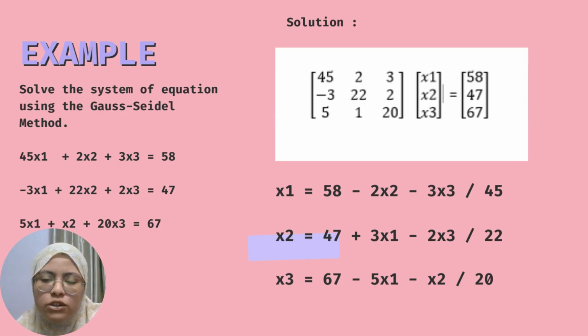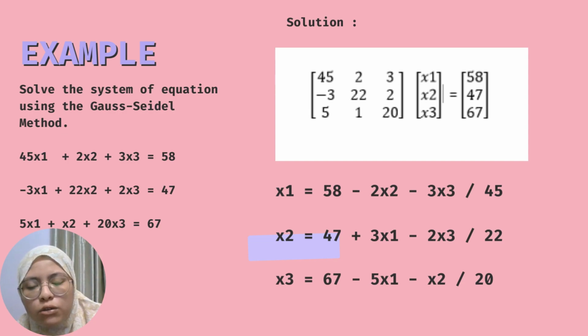For the solution, first, we need to convert the three equations. We can see the variables we have here are x1, x2, and x3. So we need to convert it into matrix form. Here I have converted it into the 3 by 3 matrix. After we convert into the matrix form, we need to arrange them into x1, x2, and x3.